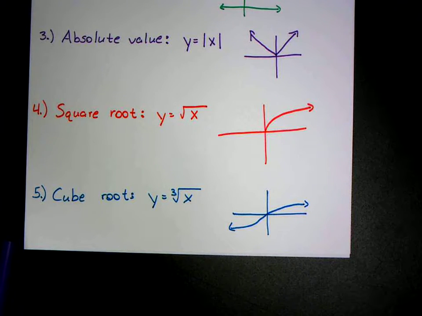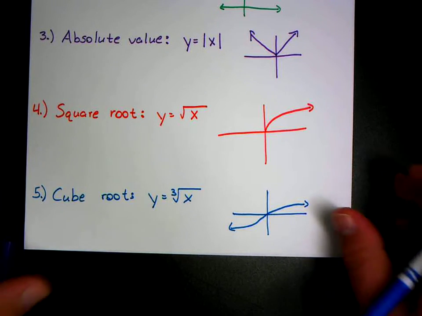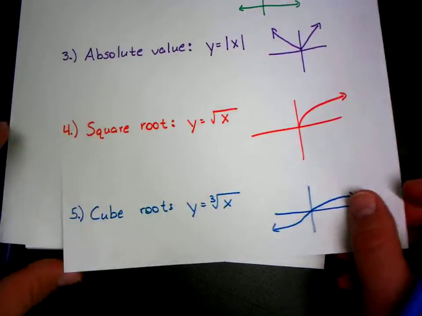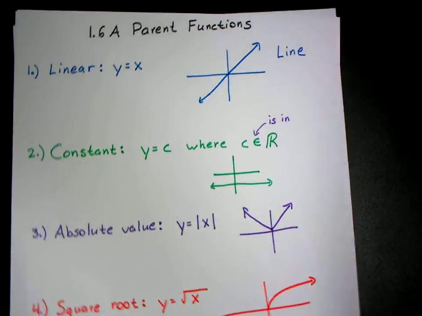Does that have origin symmetry? Yes. That would be an example that does not have x-axis symmetry, does not have y-axis symmetry, but it does have origin symmetry. Okay.